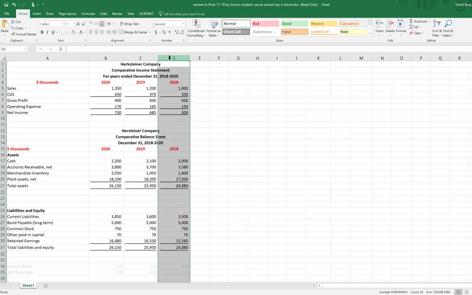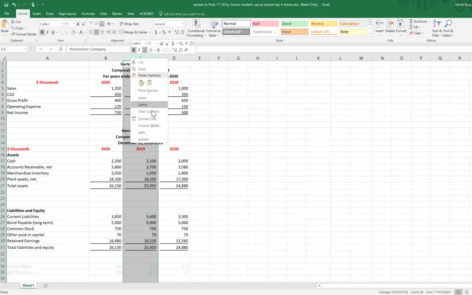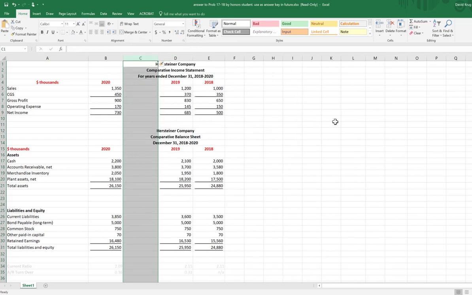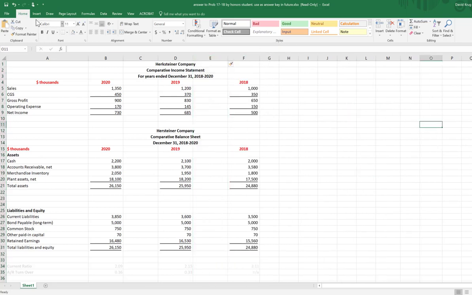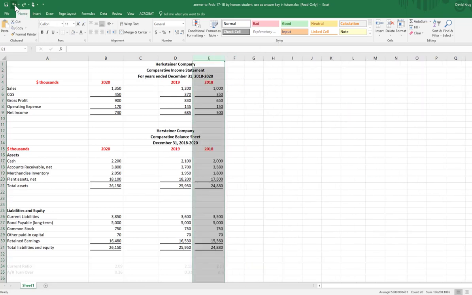Also, do not put blank columns. Let me show you what you don't want to do. You don't want to do something crazy like this where you have blank columns in there. No, don't do that. Don't have blank columns in there.